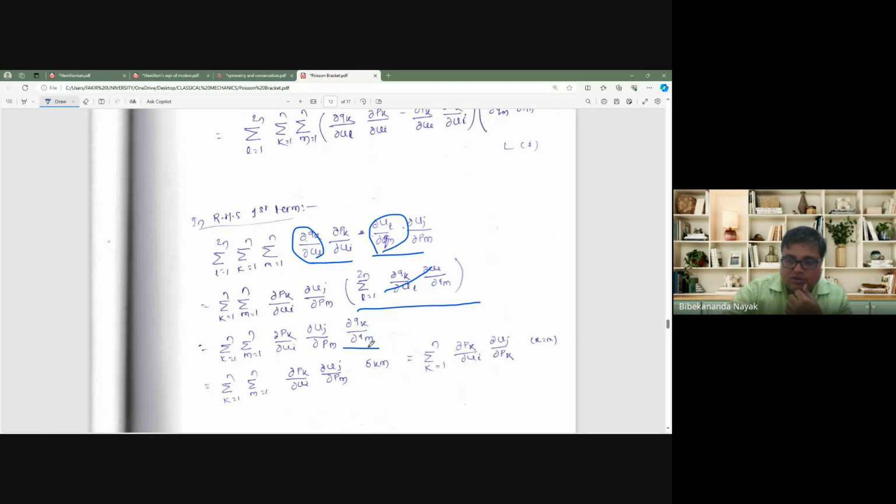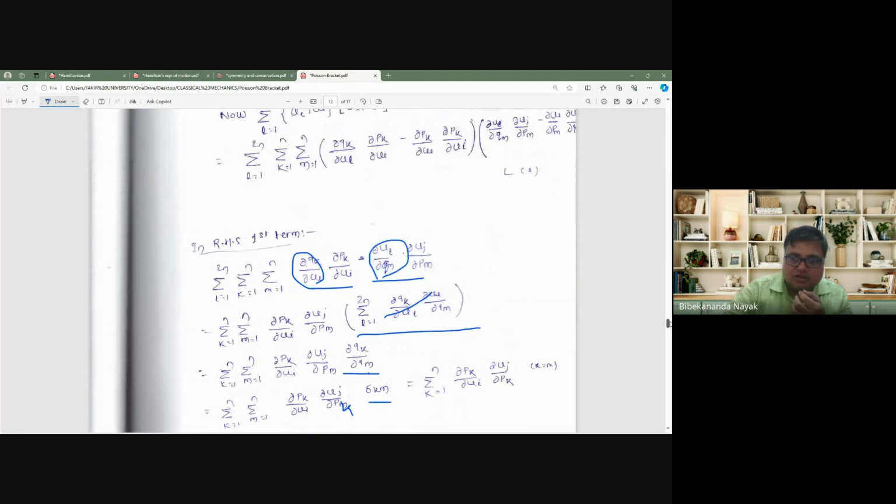And this value will be delta KM. If K equals M, it will be 1, otherwise 0. Delta KM means all K must be equal to M. So here is K, you have to make it M, or M make you K. I make it K. So this term is like this: del PK by del UI and del UJ by del PK.